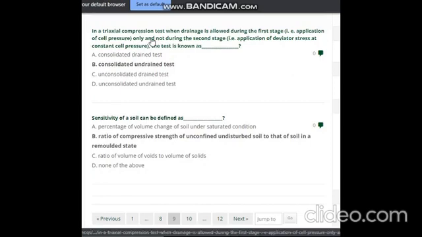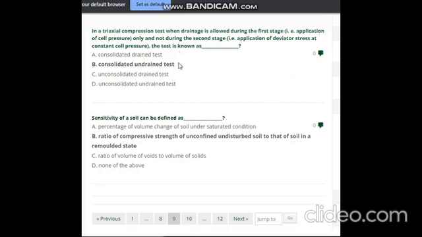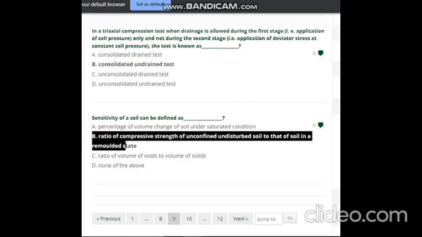In a triaxial compression test, when drainage is allowed during the first stage, application of cell pressure only, and not during the second stage, application of deviator stress at constant cell pressure, this test is known as consolidated undrained test. Sensitivity of soil can be defined as the ratio of compressive strength of unconfined undisturbed soil to that of soil in remolded state.